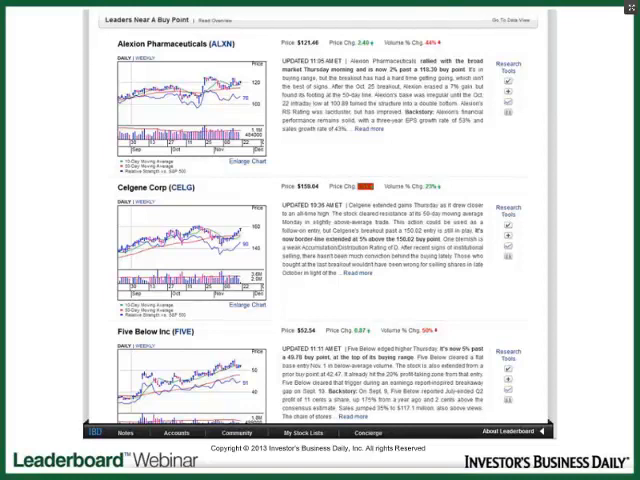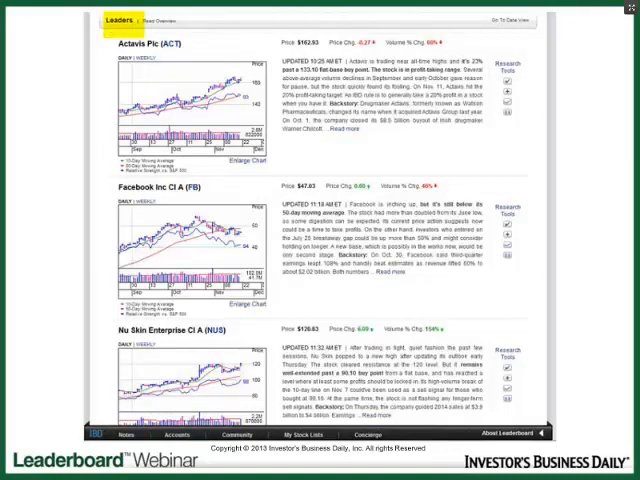If you scroll down a little bit further, that's going to get you to the regular leaders list, those that aren't necessarily near a buy point. So these might be stocks that are currently basing, or they might be stocks that are extended right now. So these are ones that you aren't necessarily going to take action on anytime soon, but you want to keep your eye on these. These definitely deserve to be on your watch list.